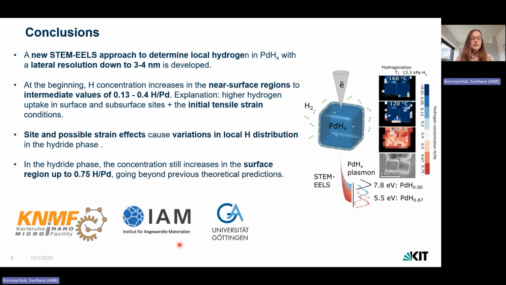We also showed that site and possible strain effects cause local variations in the hydrogen concentration and distribution in the nanoparticles, in particular in the hydrate phase. We also showed that the concentration of hydrogen can go up to 75% at the surface of the nanoparticles when they're completely hydrogenated. And this goes beyond the previous theoretical predictions.